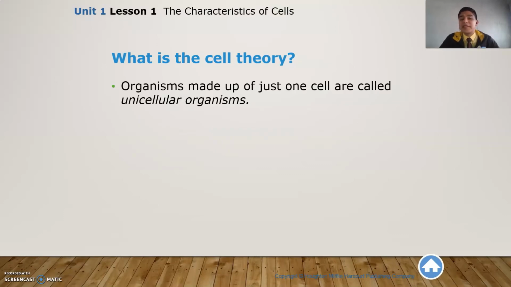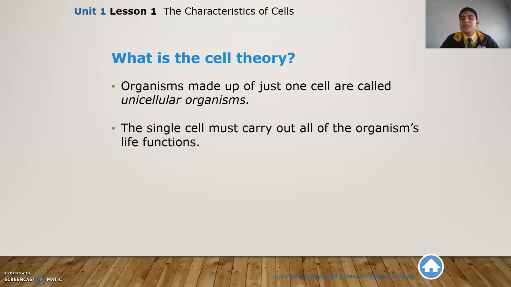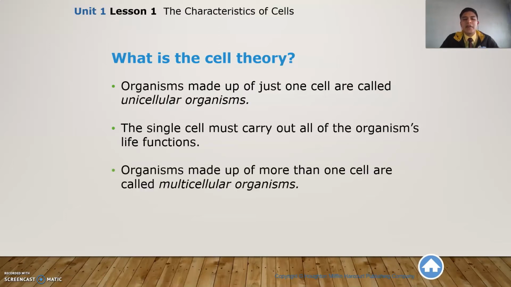And we have that organisms made up of just one cell are called unicellular organisms. The single cell must carry out all of the organism's life functions. Organisms made up of more than one cell are called multicellular organisms. So, let me give you some examples of unicellular organisms and multicellular organisms.